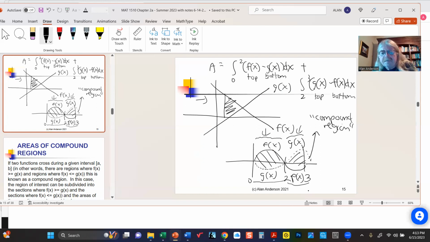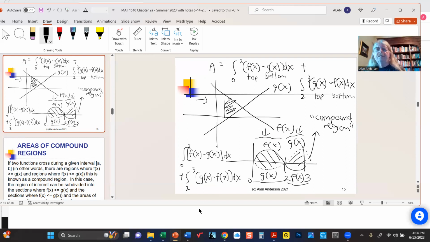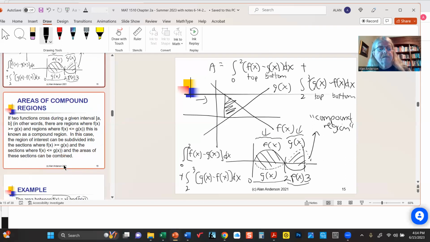So over the interval from 0 to 2, we'll have f of x minus g of x dx. And then you'll need, over the interval 2 to 3, g of x minus f of x dx. So that's how you will handle this one. Okay. So basically it's the same thing, except that you're splitting up the regions so that you can treat them individually and then add up the results.